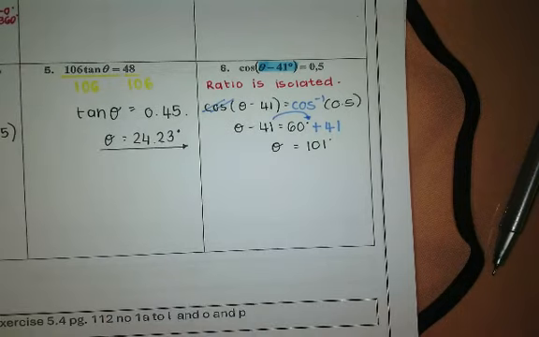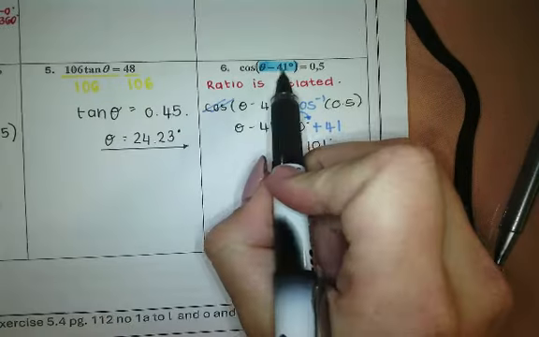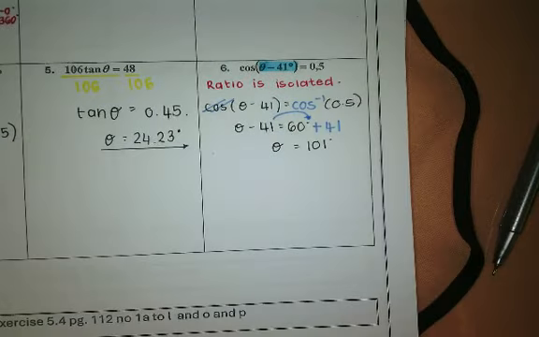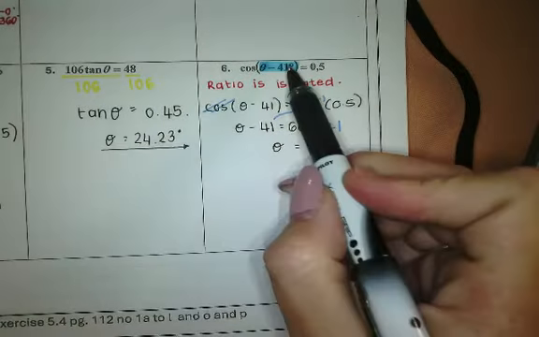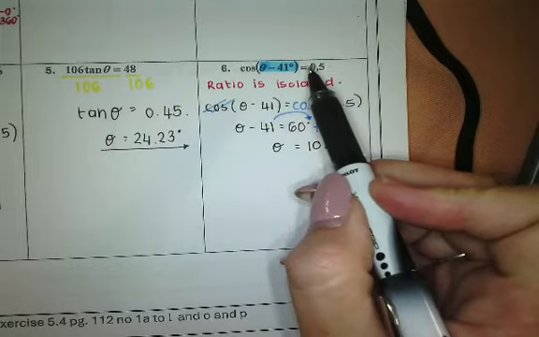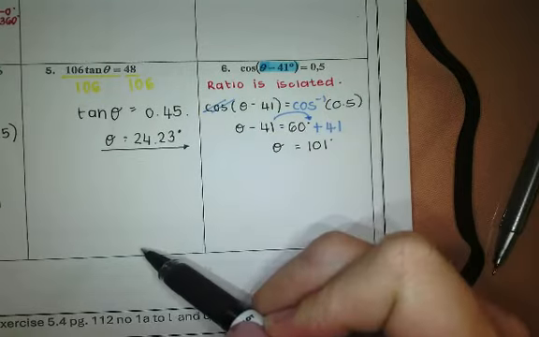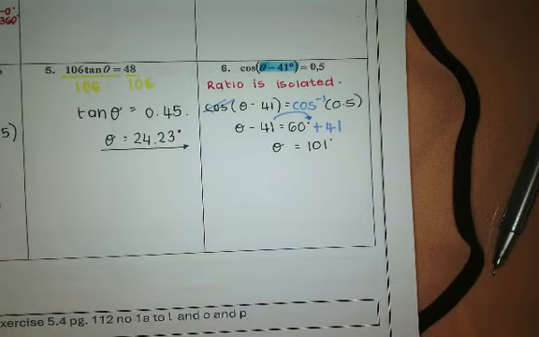101. Grade 10s, listen to me carefully. You cannot go and take this negative 41 over first because it's inside your brackets. Theta is with that minus 41. So the first thing you have to do is get rid of the cos by shifting cos, and then you can take the negative 41 over. Okay, do you understand that?